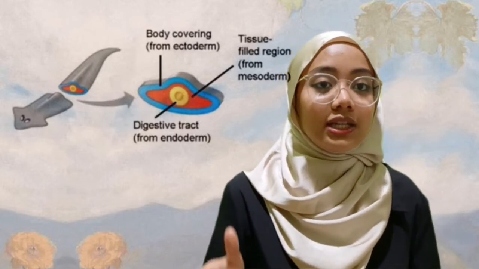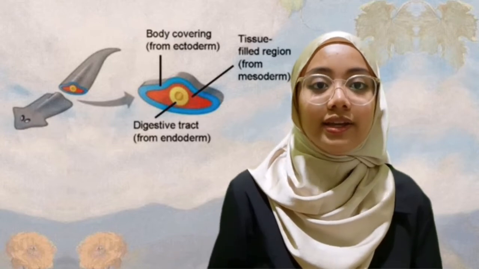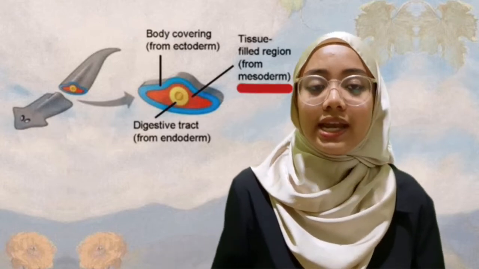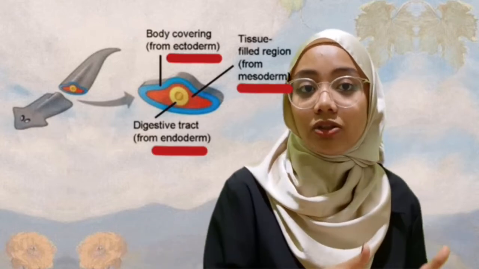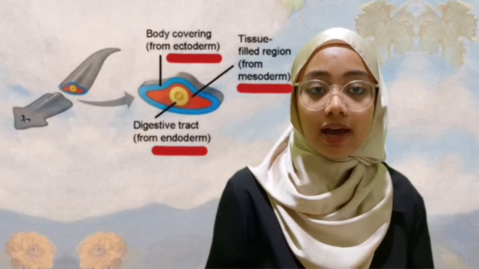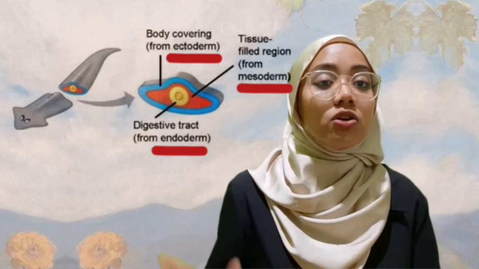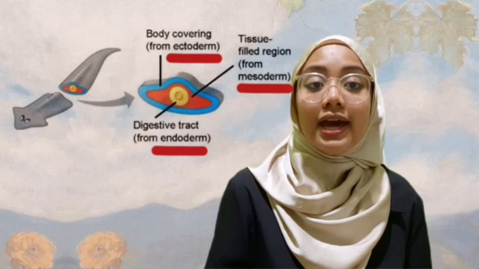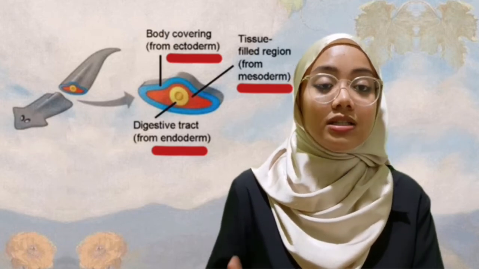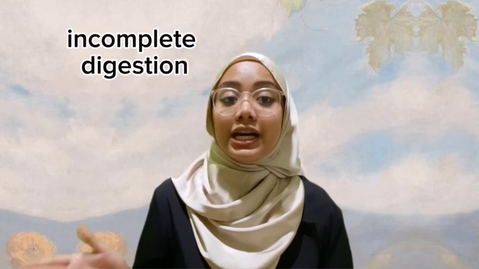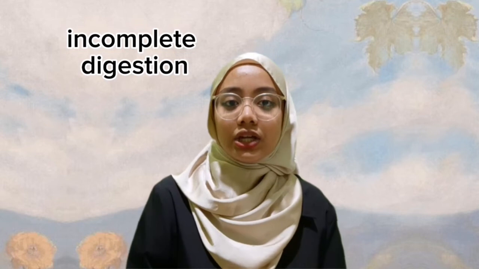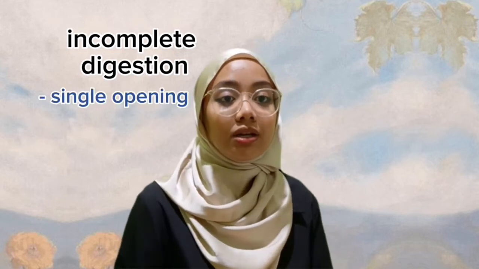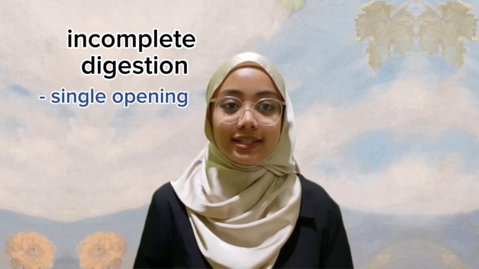But you may notice it doesn't have a body cavity. Yes, it has that mesoderm that's in between the endoderm and the ectoderm, but there's no space there. It's not open, there's no pseudocoelom or body cavity, and this is going to make this group of organisms acoelomate. The type of digestion this organism has is incomplete digestion. Incomplete digestion is where you have one opening for both the mouth and the anus.